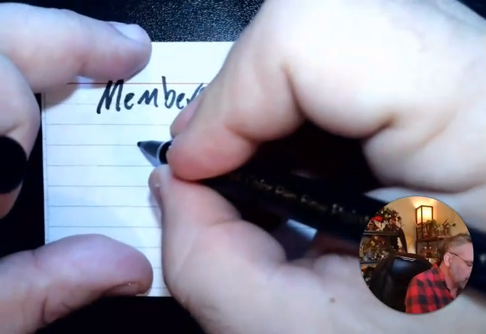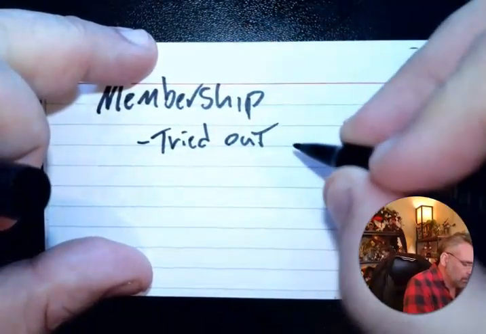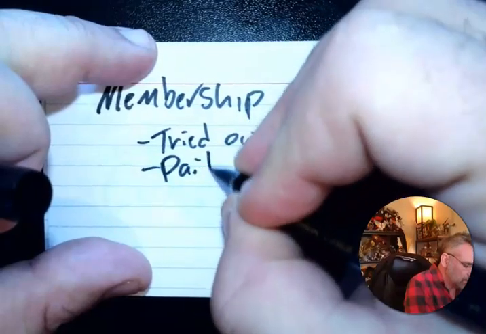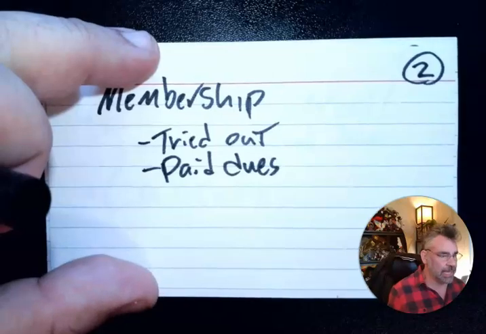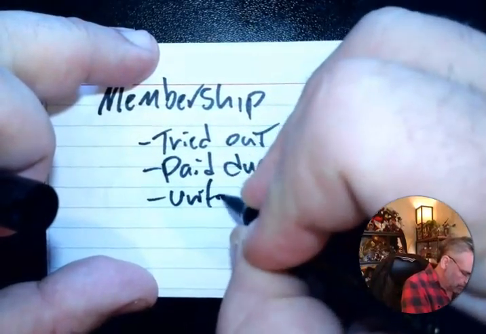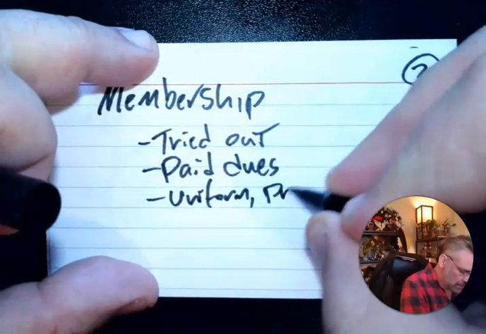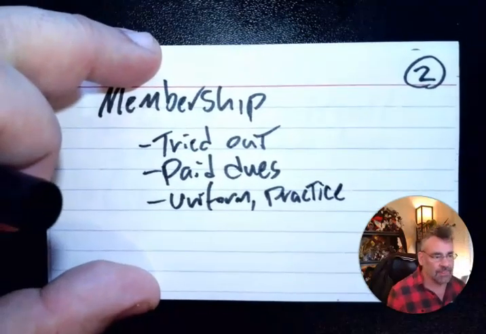So things like, I'm going to want to say that I tried out, paid dues. People might not even know what dues are, so I need to explain that, right? Tried out, paid dues, uniform, practice. You probably are curious what practice is like, how serious it is, that kind of a thing, right?